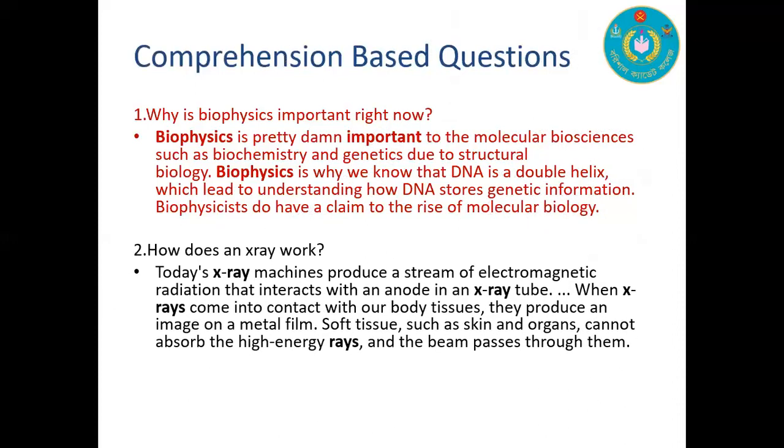Next question is, how does an X-ray work? Today's X-ray machine produces a stream of electromagnetic radiation that interacts with an anode in an X-ray tube. When X-rays come into contact with our body tissues, they produce an image on a metal film. Soft tissues such as skin and organs cannot absorb the high energy rays and the beam passes through them.